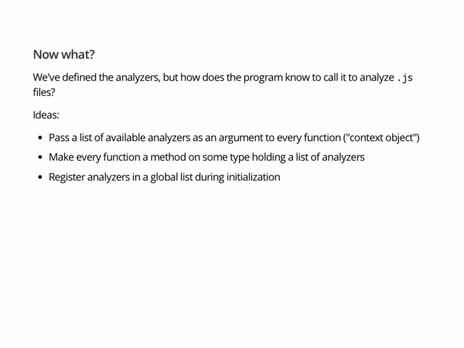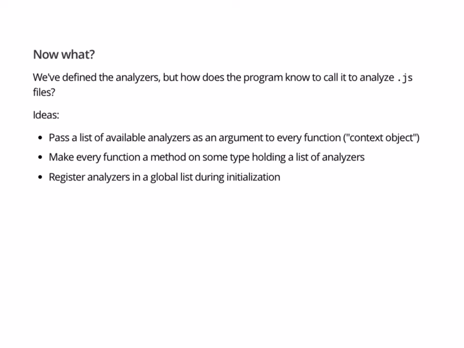So one possibility is we could pass a list of all the analyzers in our system as an argument to every function that would need that list. So we'd essentially be passing an argument around to a lot of functions. And this can be called a context object in Java. You see it a lot there. And this would require a lot of changes in our code, but it's a pretty simple to understand solution.